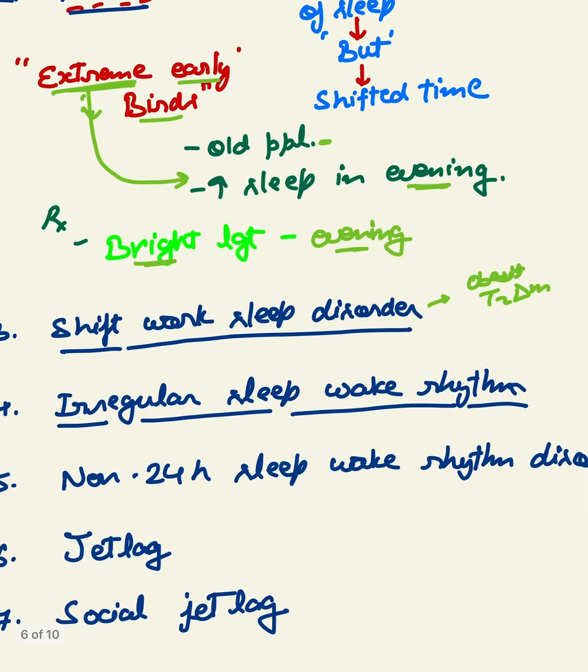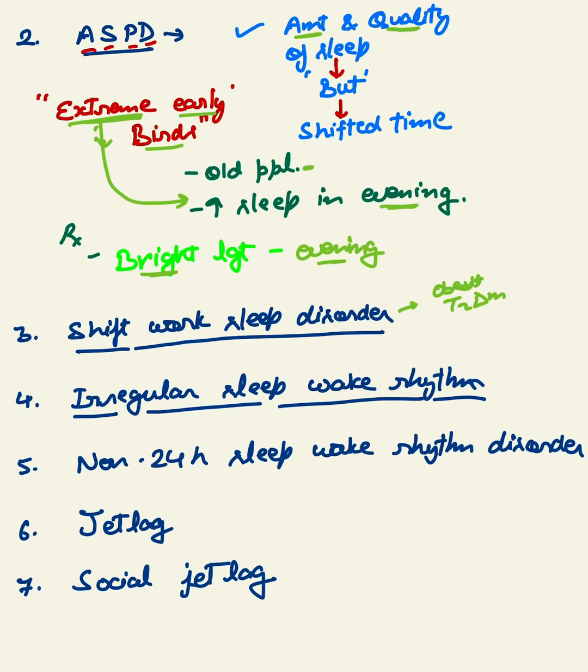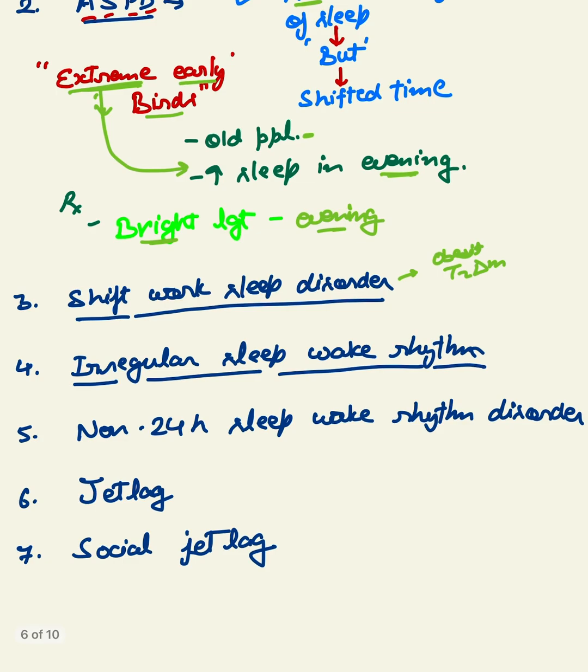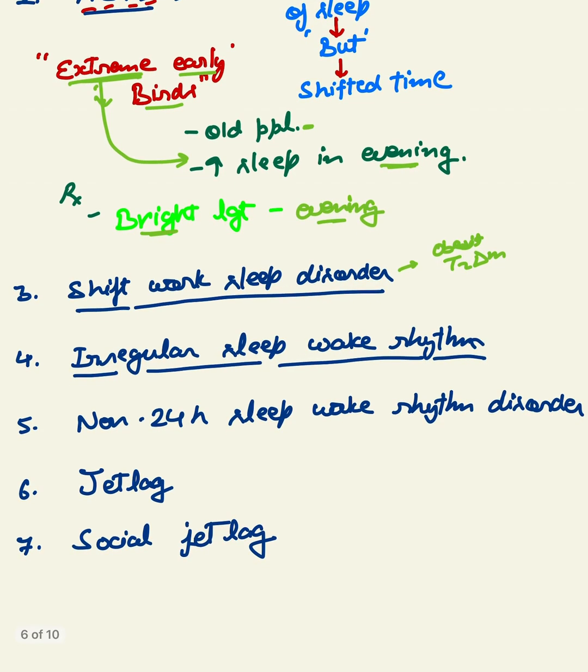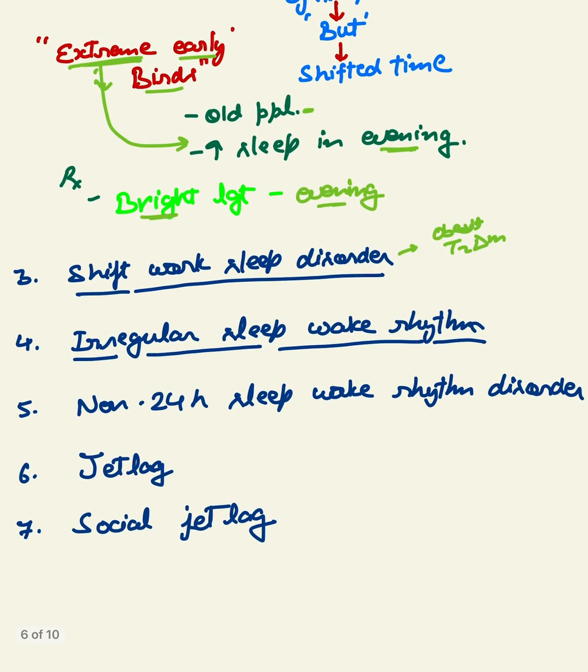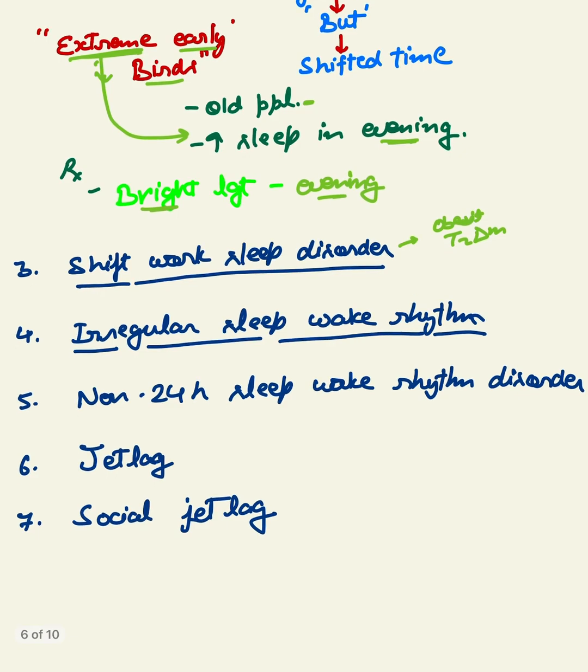Now, coming next to the irregular sleep wake rhythm, it is due to the damage to the suprachiasmatic nucleus, and also it is seen when the suprachiasmatic nucleus is destroyed, or in Alzheimer's disease we can find it. Now, what is the treatment for this?